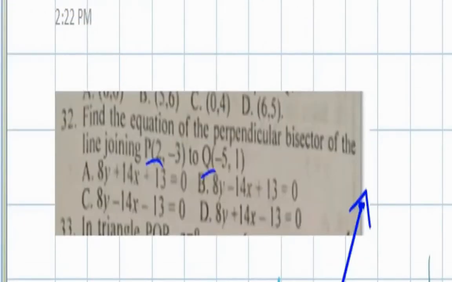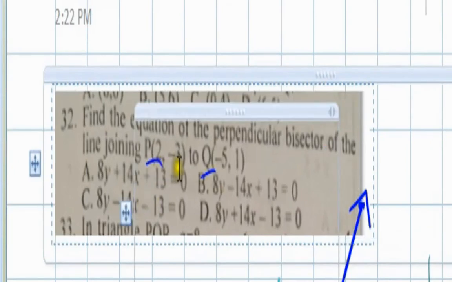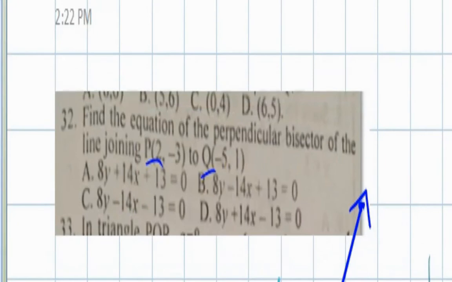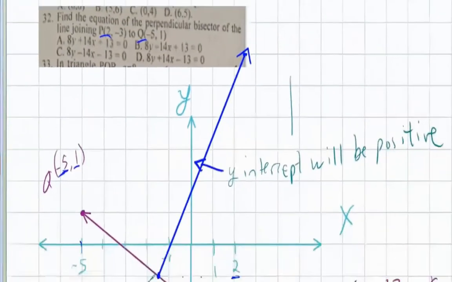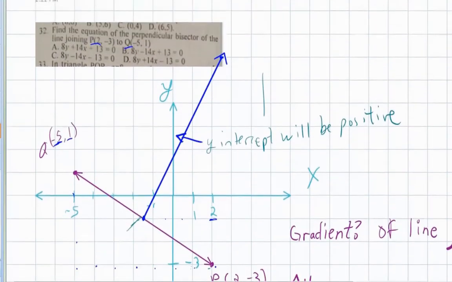Alright, so question 32 asks us to find the equation of the perpendicular bisector of the line joining point P and Q, where P is (2, -3), and Q is (-5, 1). So I've gone ahead and drawn us a picture here so we can see exactly what the question is asking for.